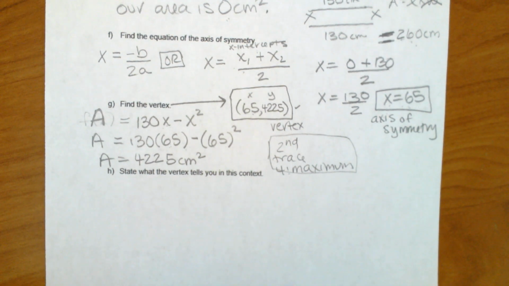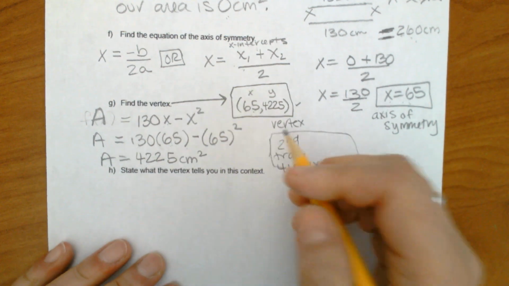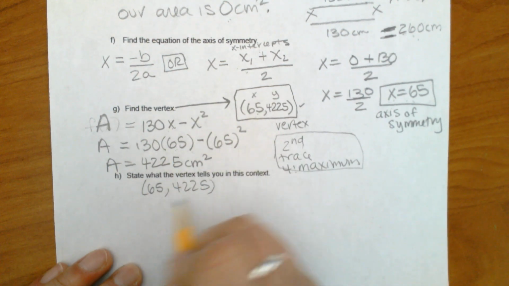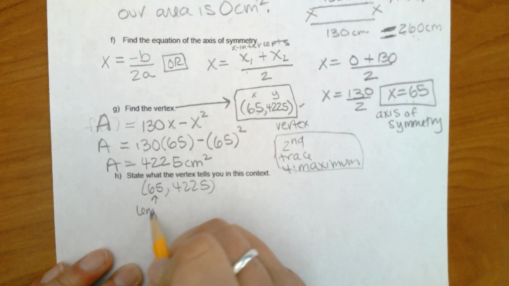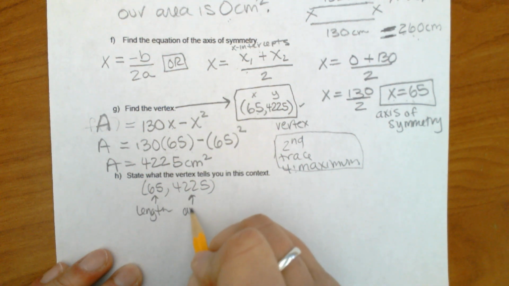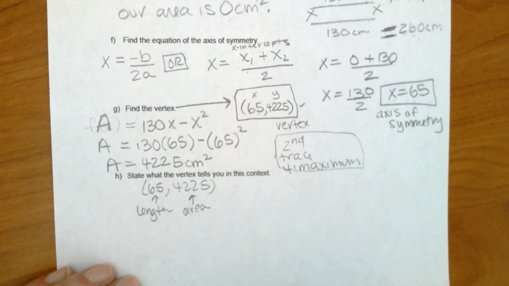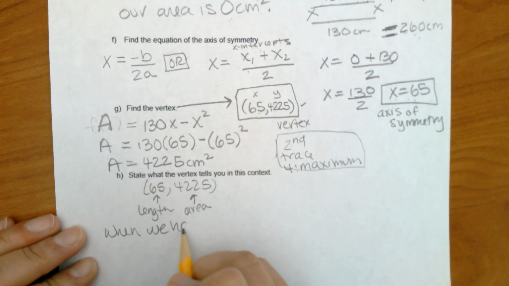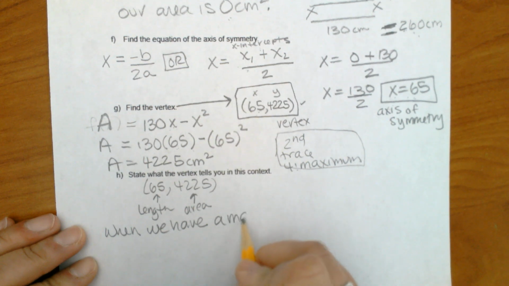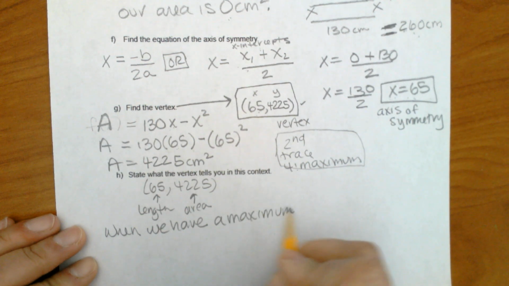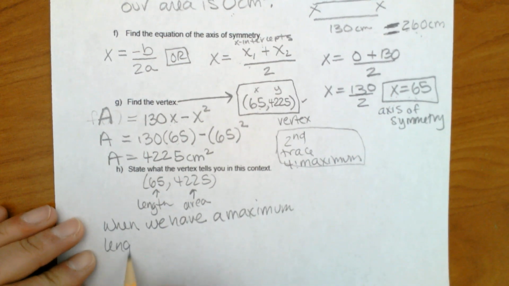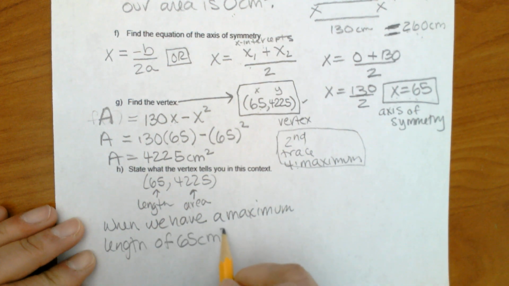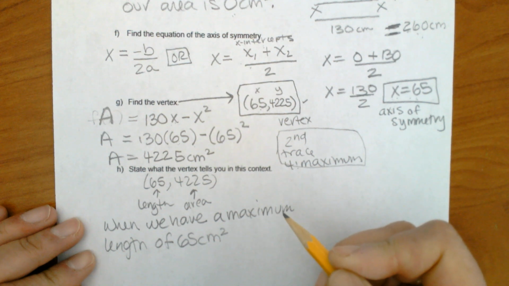All right, and last question, what does the vertex tell you about this whole story with our area now that we've figured out a couple things? So let's write down the vertex, 65, 4225. Remember, this is length, and this is area. So when we have a maximum length of 65 centimeters squared. That's our max length that we could have.